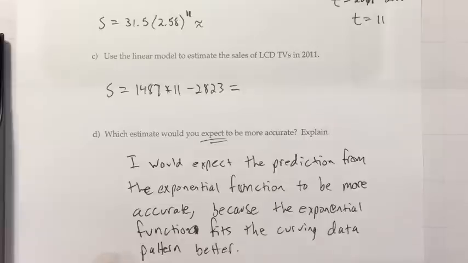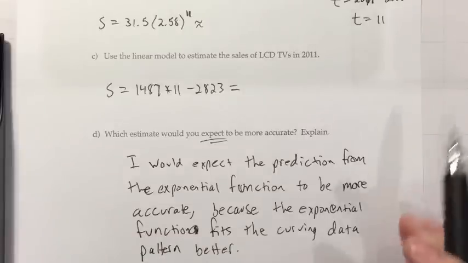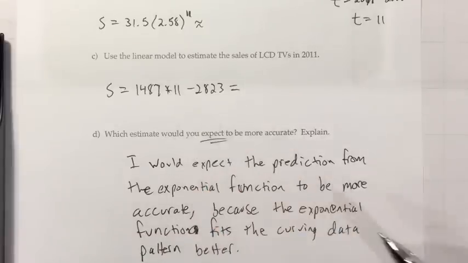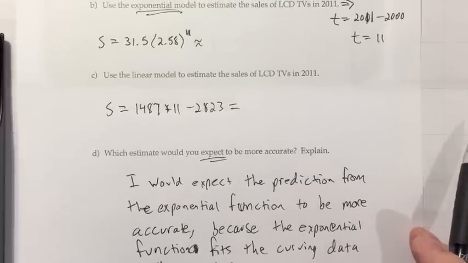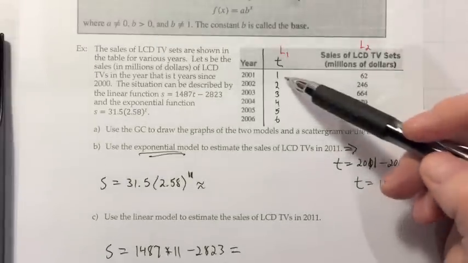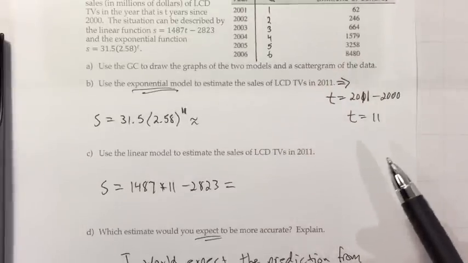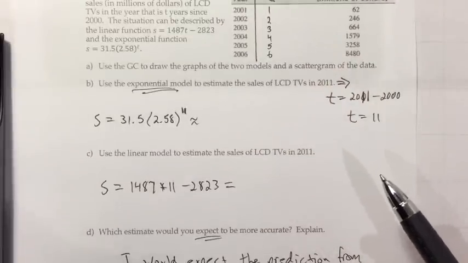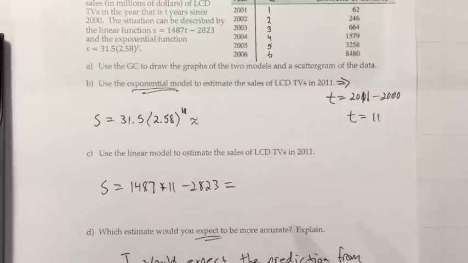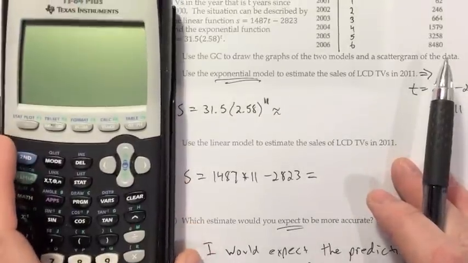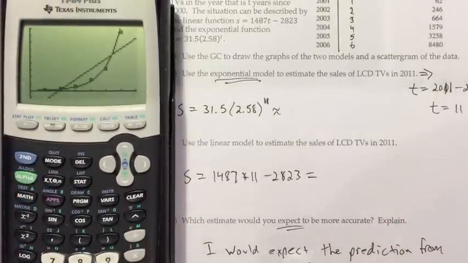So when one function fits your data better, you'd expect it to have more accurate predictions. Now, as far as how accurate either of these would be, we shouldn't have too much faith in it because our data goes from 1 to 6, and they're asking us to make a prediction for t equals 11. So that's an extrapolation, and anytime you extrapolate, you can't be that confident that you're going to get accurate answers regardless of which model you use. But let's go ahead and make the two predictions because they did ask us.